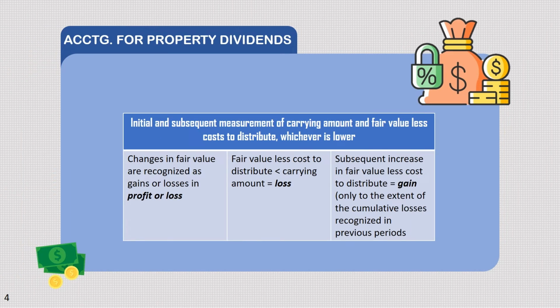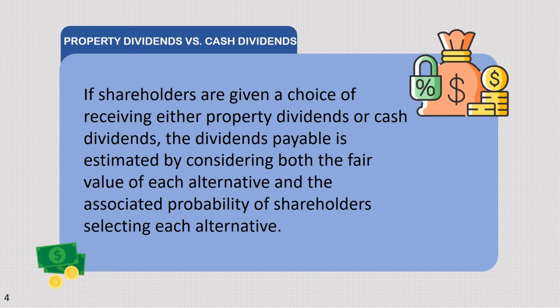Let's go back to the initial and subsequent measurement at carrying amount or fair value less cost. Changes in fair value are recognized as gains or losses in profit or loss. A loss is recognized if the fair value less cost to distribute is below the carrying amount. A subsequent increase in fair value less cost to distribute is recognized as a gain but only to the extent of the cumulative losses recognized in previous periods. Choice between property and cash dividends. If shareholders are given a choice of receiving either property dividends or cash dividends, the dividends payable is estimated by considering both the fair value of each alternative and the associated probability of shareholders selecting each alternative.